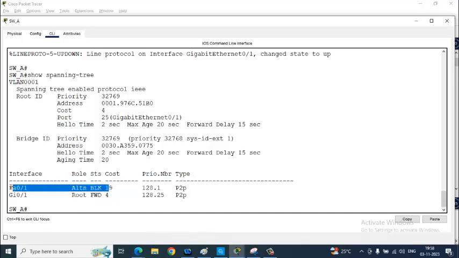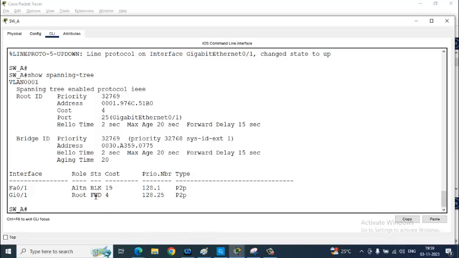Why is it going to Gig 0/1 to communicate with the elected root switch? Because the root port cost is 4. For a 1 gig link, which means 1000 meg, the cost is 4. How did you get this 4? It's a predefined standard cost for spanning tree. So we are not going to do those calculations. It is unnecessary for us. It's an industry standard. And if it is 100 meg, the cost is 19.